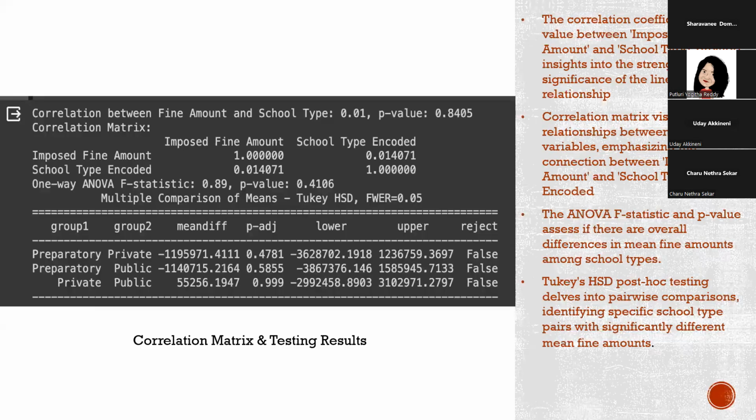types. As a result, we found that the correlation between these two columns is a value of 0.01 with a p-value of 0.84. And the ANOVA statistic is giving us a value of 0.89 with a p-value of 0.416. This clearly indicates that there is a very weak correlation between the fine amounts and school types, and that school type has nothing to do with the fine amounts. We've also done the pairwise comparisons, taking groups like preparatory versus private, preparatory versus public, or public versus private, and the respective mean values, lower and upper values are also printed here.